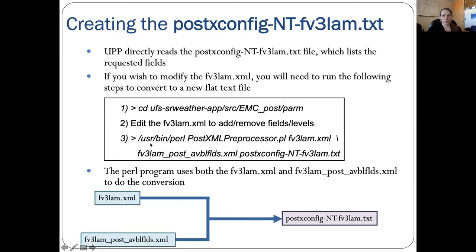And then finally, you would run this Perl script. And the arguments for the Perl script include your customized fe3lam.xml, the post-available fields.xml, and then the output is the postex config, or the output file name, which would be the postex config text file. So the Perl program uses both the fe3lam.xml and fe3lam post-available fields.xml to create this new postex config text file.